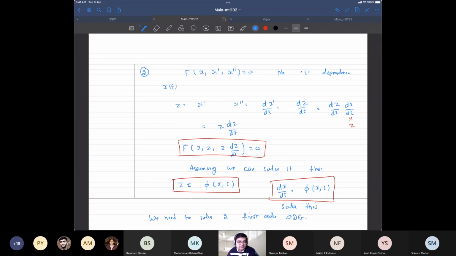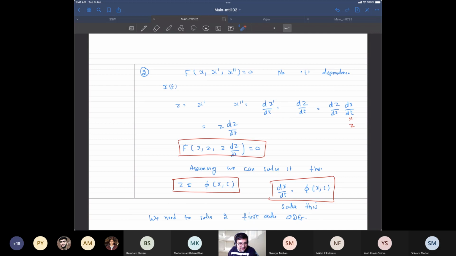Of course, the assumption here is that you are able to solve all of them. Note that this is not that hard to solve, because there is no dependence on t, so you can do it by variable separation. It is trivial to solve in some way, provided you can integrate 1 upon this with respect to x.